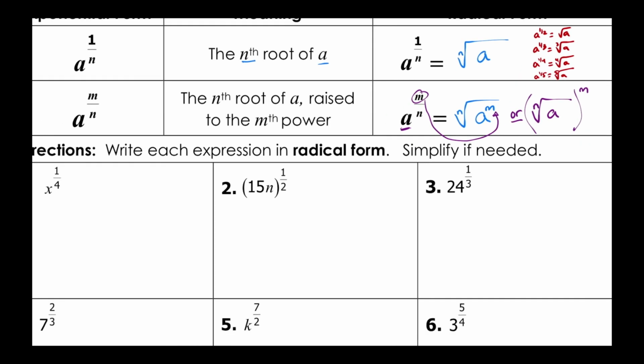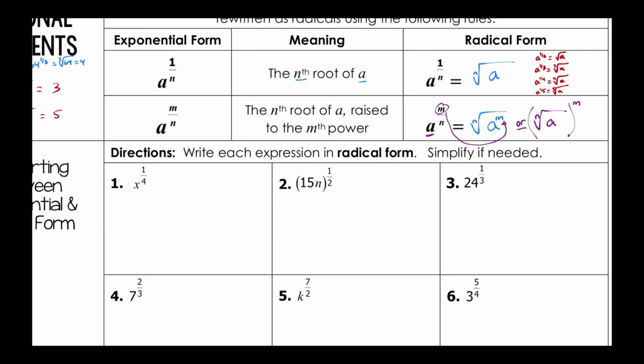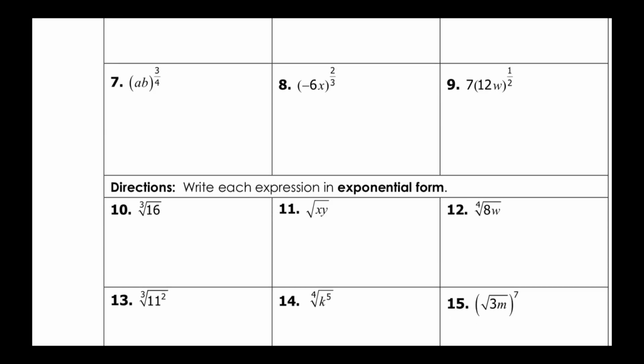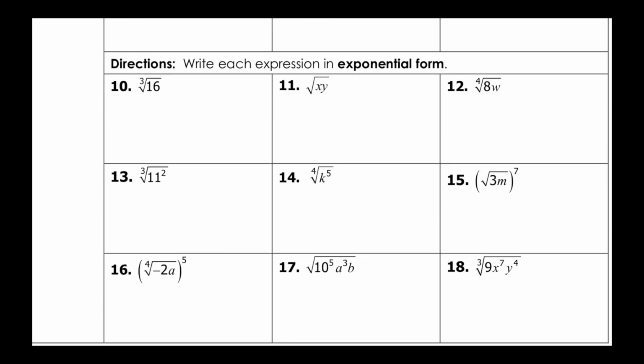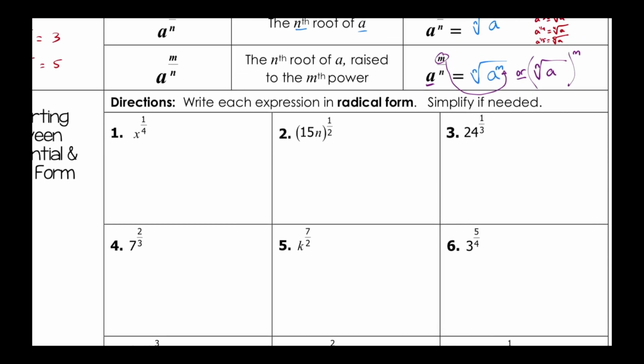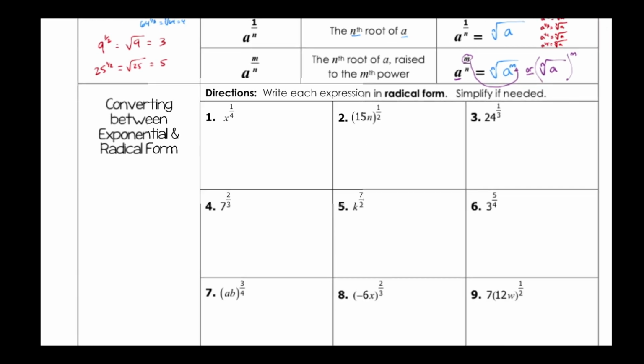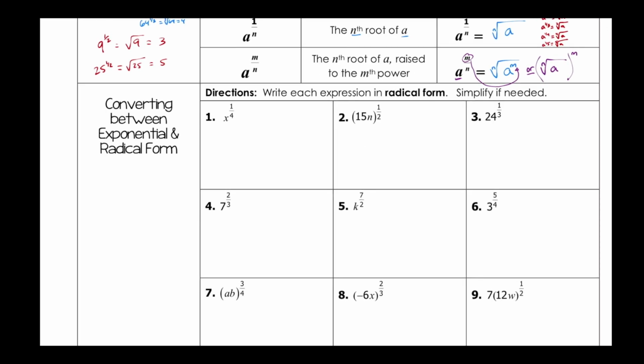Can you rewrite this in radical form? So that's the first thing we're doing. And then, can you get the radicals and change them to exponential form? Okay? So like this, what would that be? So these first problems we want to know how to do. We want to know how to convert between exponential and radical form.